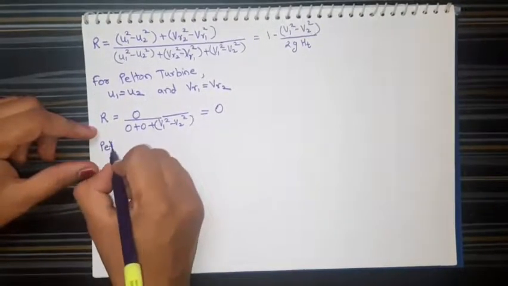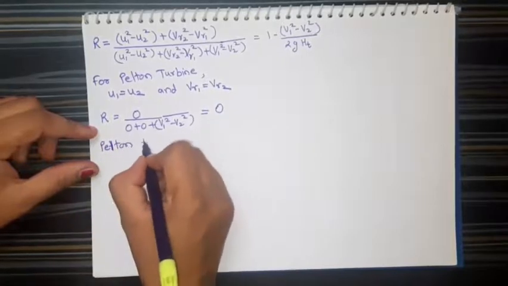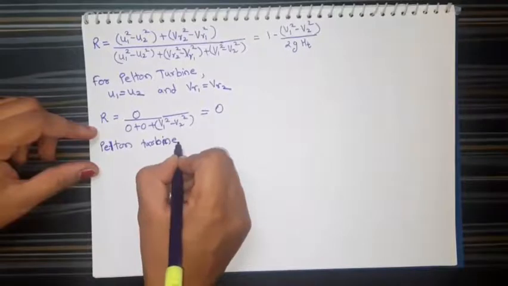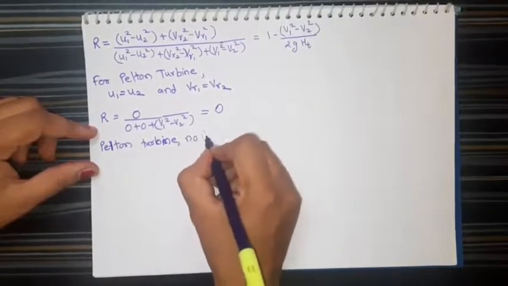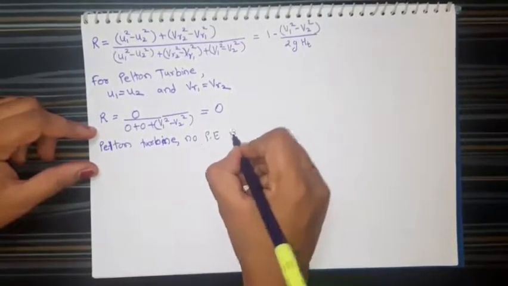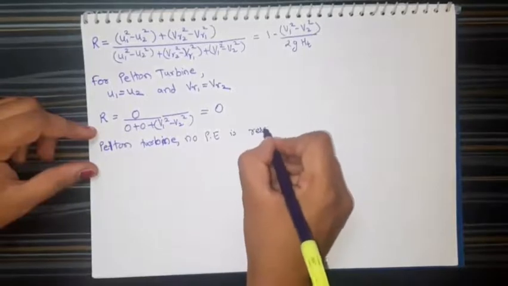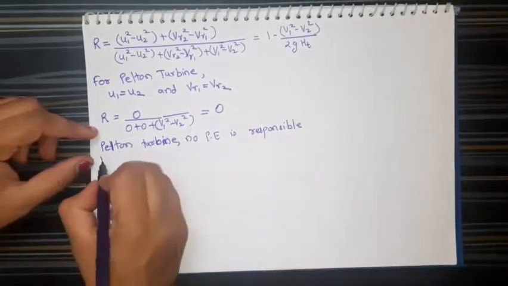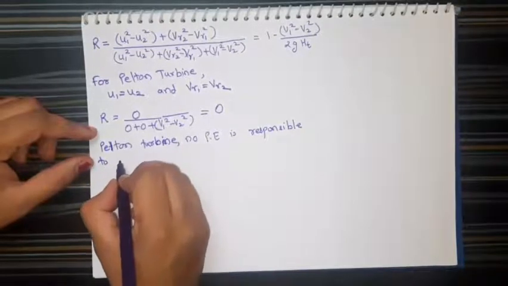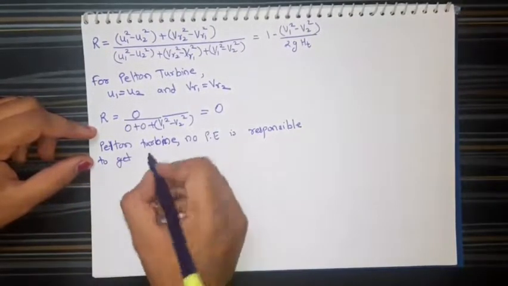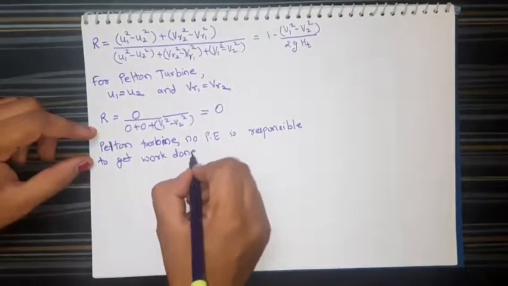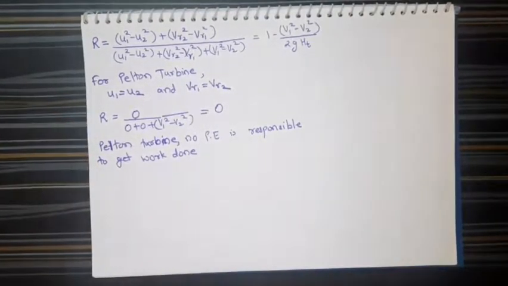For Pelton turbine, no pressure energy is responsible to get the work done. Not even a part of it is responsible to get the work done.